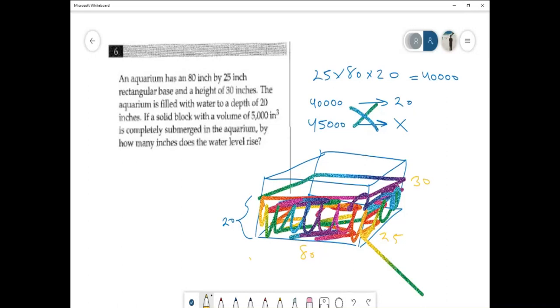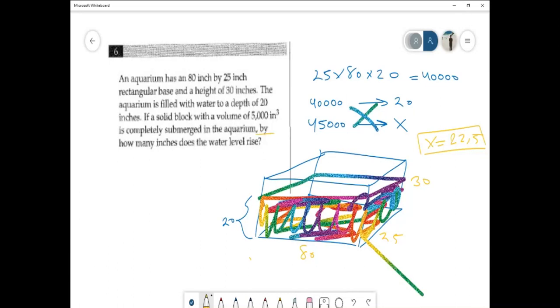So this is a rate question. You just cross-multiply and find that x is 20 times 45,000 divided by 40,000. So x will be 22.5 inches.